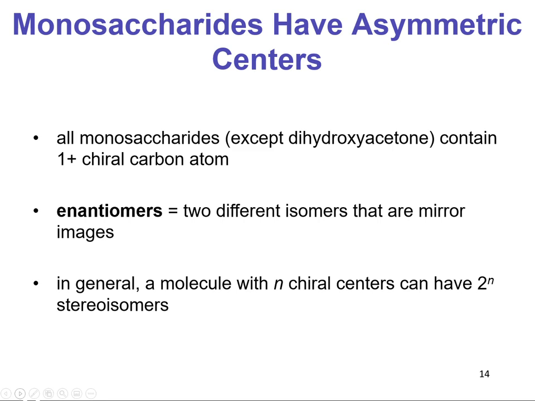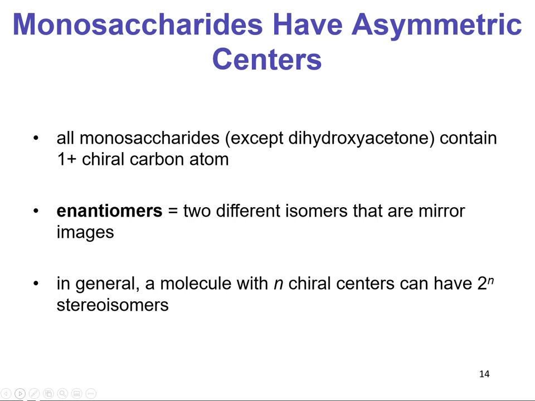Monosaccharides have asymmetric centers. The only exception is dihydroxyacetone. So it does not have an asymmetric center. But all monosaccharides contain at least 1 chiral carbon atom.